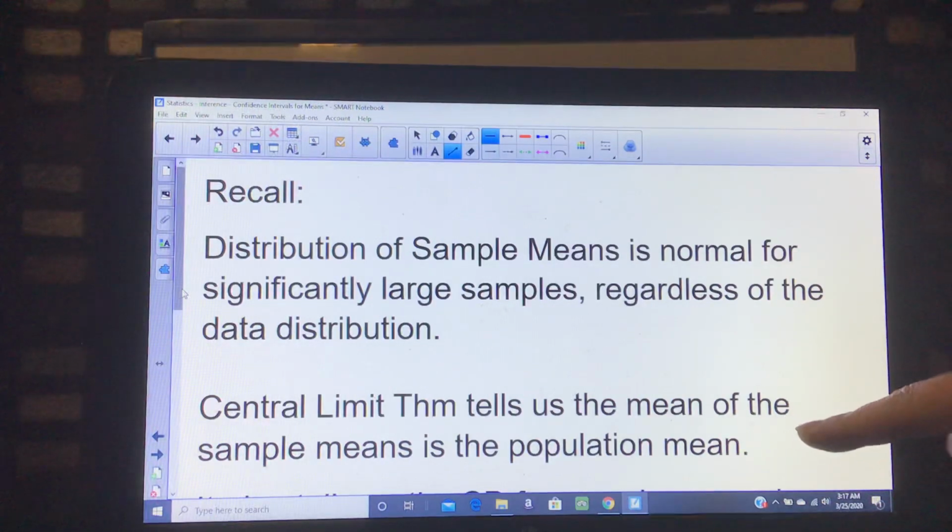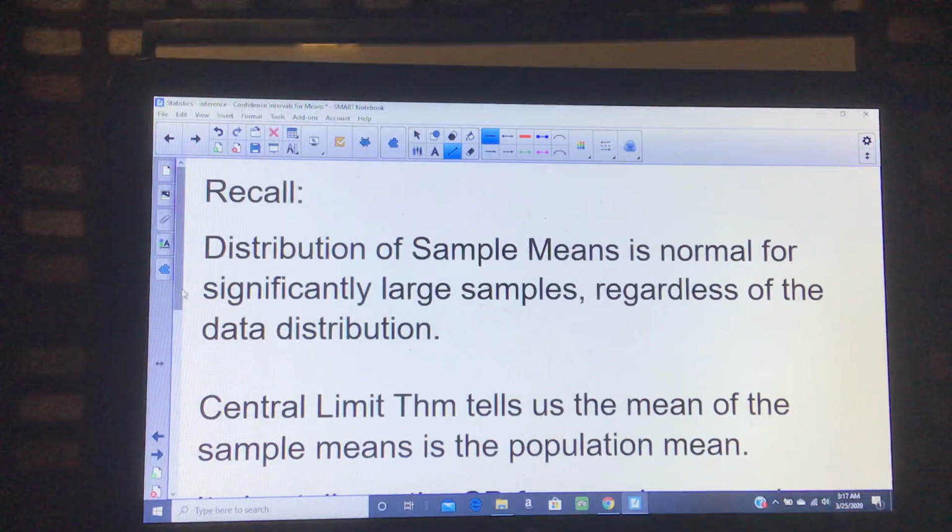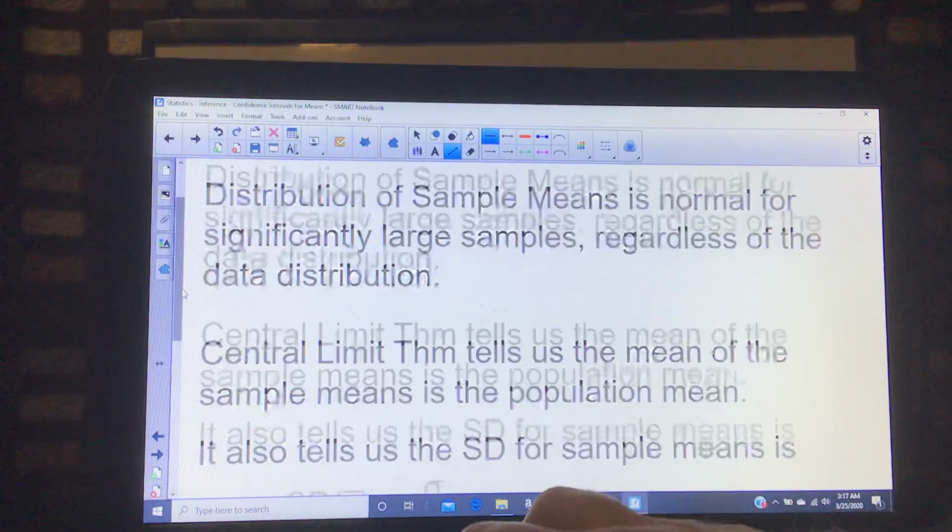The central limit theorem tells us that the mean of the sample means is the population mean. So if I took lots and lots of samples of that size 23, most of them would come out close to the real value. In fact, if we took lots of them and then averaged them, they should be very close, if not right on, the population mean. And that's according to the central limit theorem from the last unit.